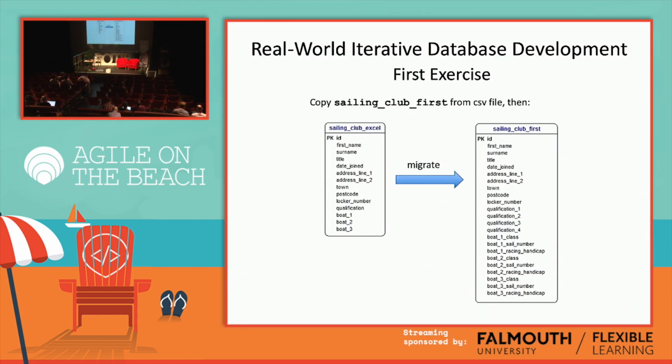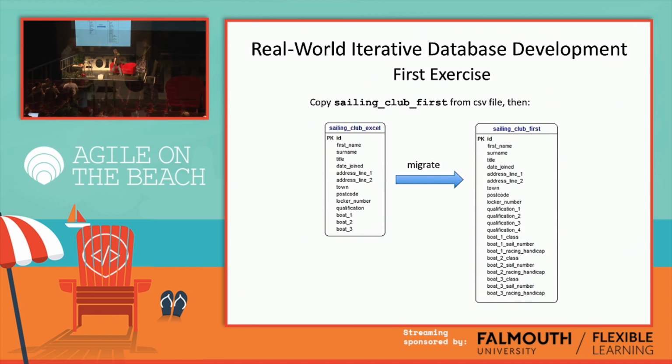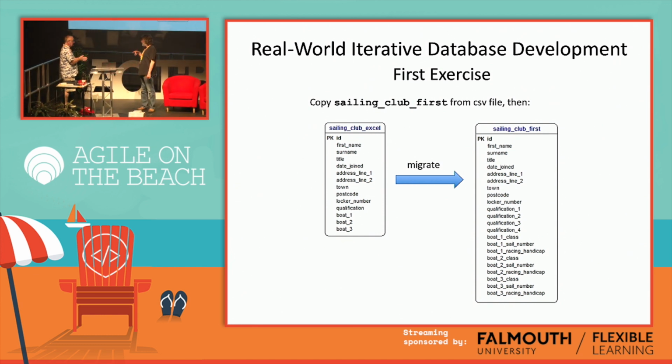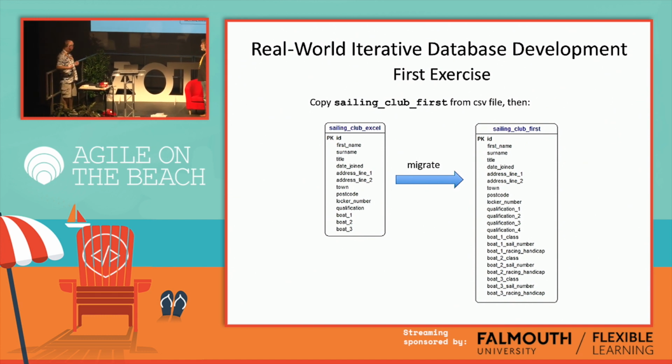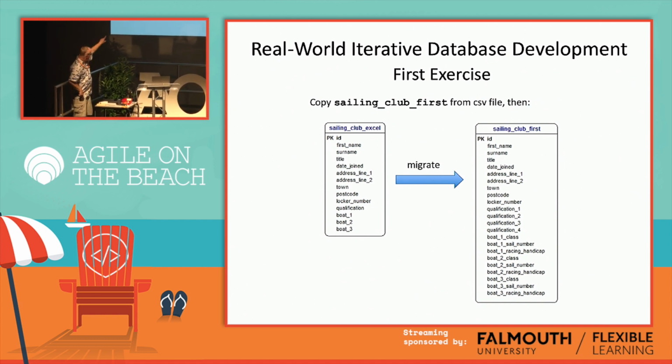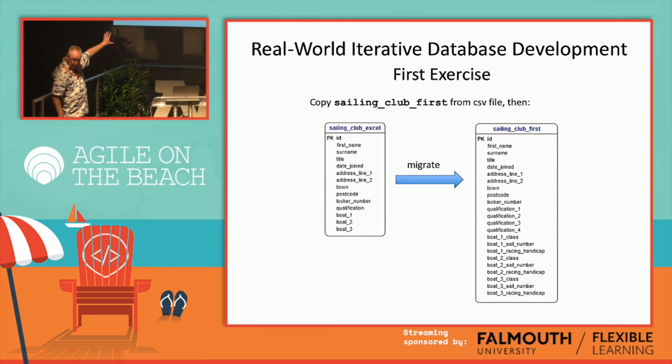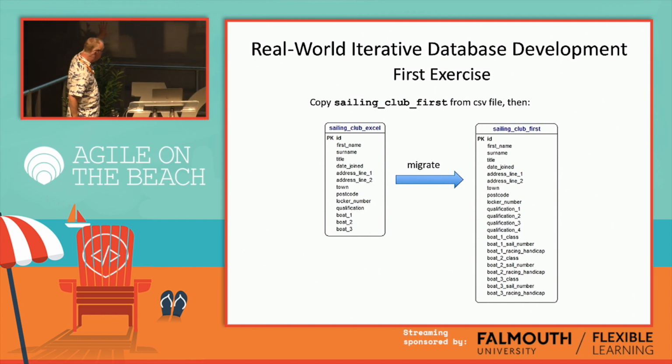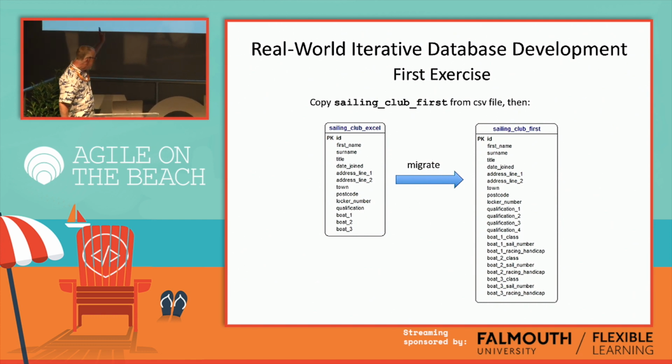Right, we need to push on a little bit because we thought something like this might happen, but we have one we prepared earlier. So, you're going to run yours? Yeah, I'll go through this. Okay. So basically, the steps we were going through now, we're doing. Left-hand one, the Sailing Club Excel, is a straight copy of our Excel database, and we're just mapping it to Sailing Club first.